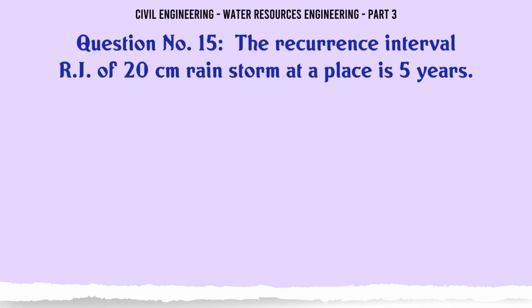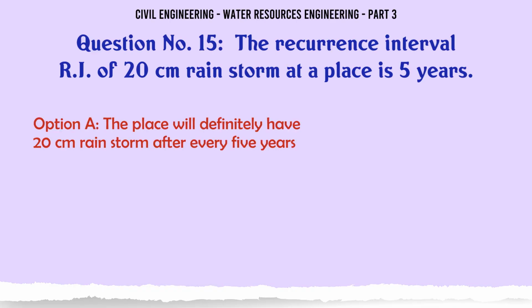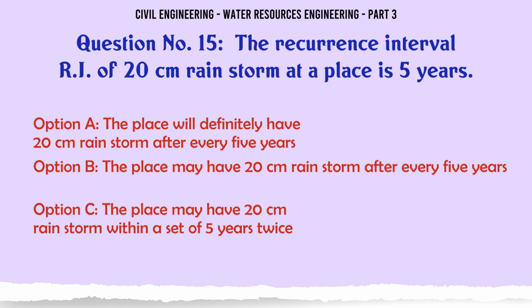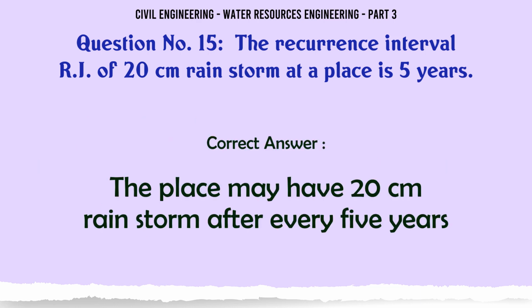The recurrence interval Ri of a 20 cm rainstorm at a place is 5 years. A. The place will definitely have a 20 cm rainstorm after every 5 years. B. The place may have a 20 cm rainstorm after every 5 years. C. The place may have a 20 cm rainstorm within a set of 5 years twice. D. None of these. The correct answer is the place may have a 20 cm rainstorm after every 5 years.